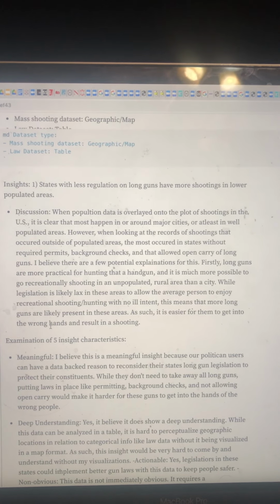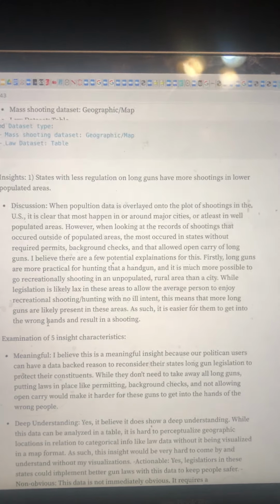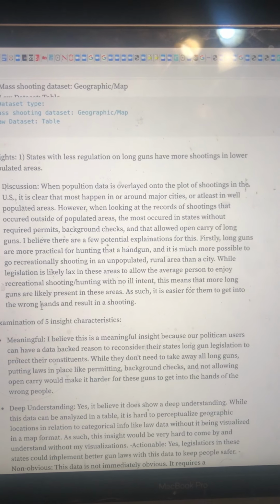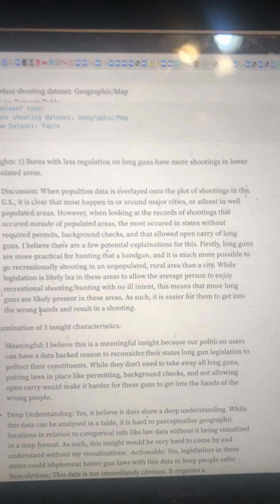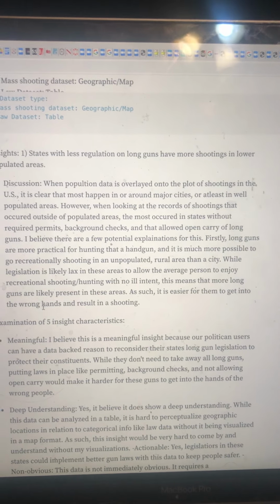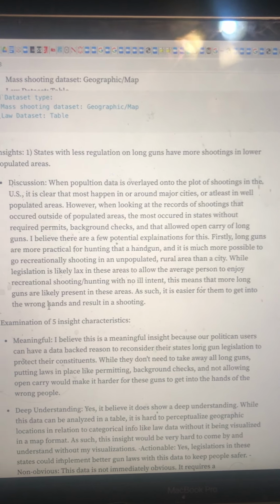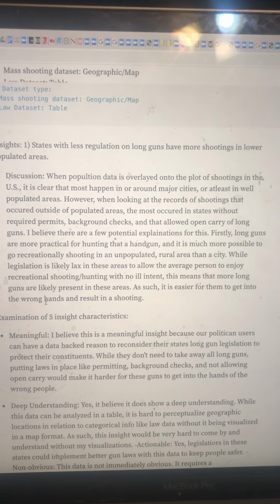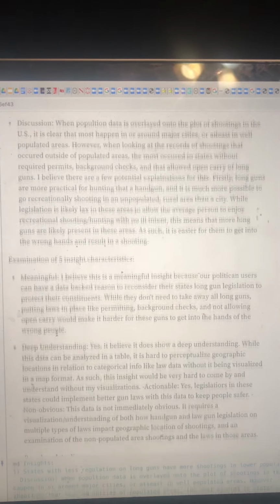I think there may be a few potential explanations for this. First, long guns are more practical than a handgun if you're going to go shooting or hunting. So it's easier to obviously do that in an unpopulated rural area than in a city. And so the legislation in these areas is more likely lax to allow the average normal person to go hunting, which is okay, with no ill intent. And that means there are more long guns present in these areas, so it's easier for them to get into the wrong hands and result in a shooting.